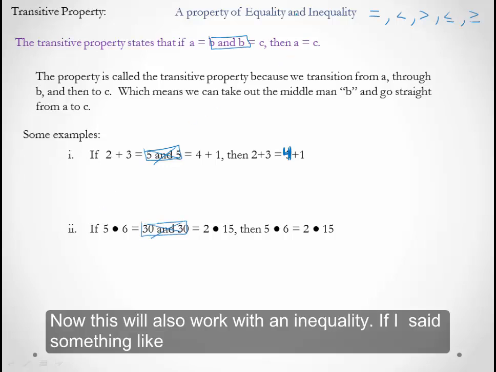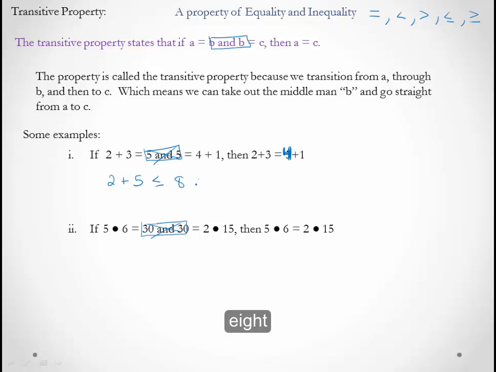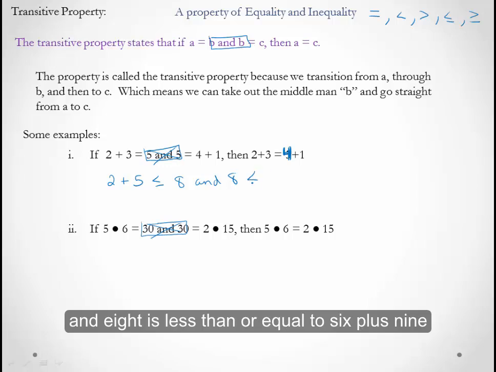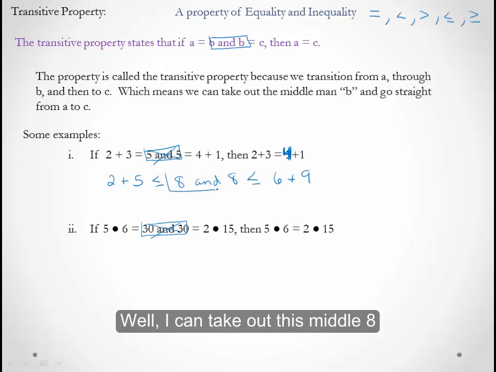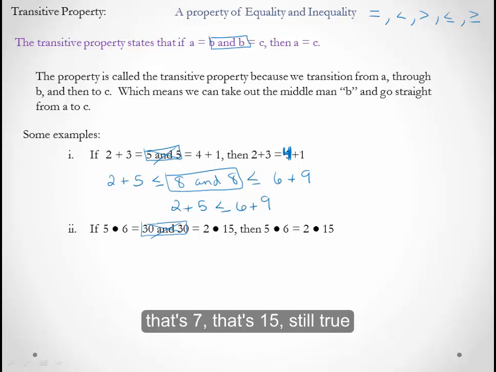Now this will also work with an inequality. If I said something like 2 plus 5 is less than or equal to 8, and 8 is less than or equal to 6 plus 9. Well, I can take out this middle 8, and I get 2 plus 5 is less than or equal to 6 plus 9. That's 7, that's 15, still true.